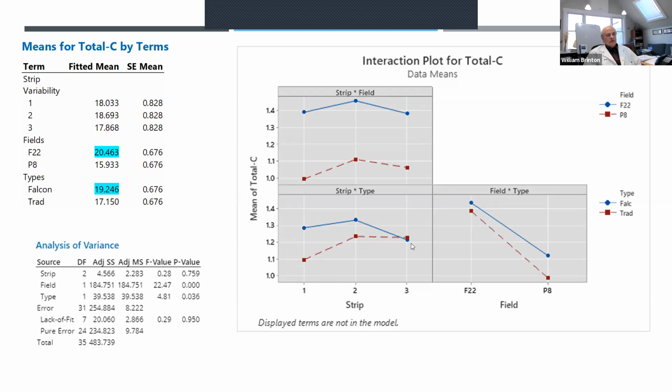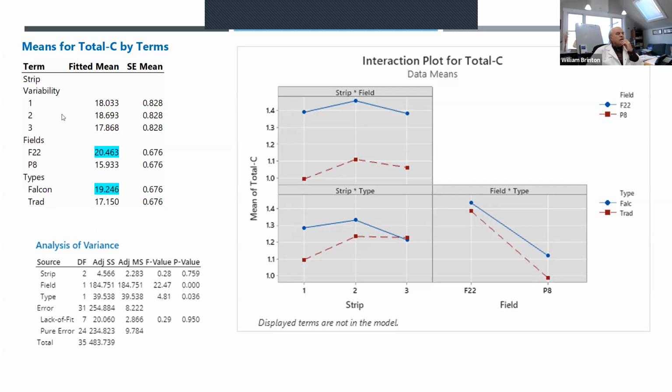Here, you'd like these lines to fall right on top of each other, and they didn't. The Falcon was still seeing more carbon. And here, it's the field and the type by the sampling. Consistently, the Falcon found more carbon. Again, you go up the line here and over, it's not huge differences. In field 22, look how tight the two samples were, 1.35 versus 1.42 in carbon. And here at field 8, it's spread out more.